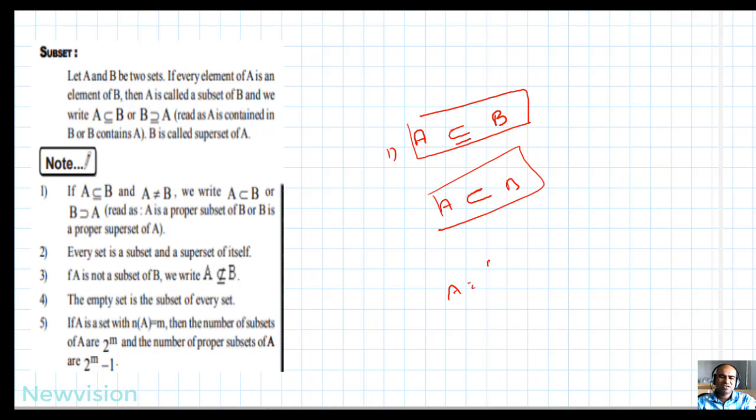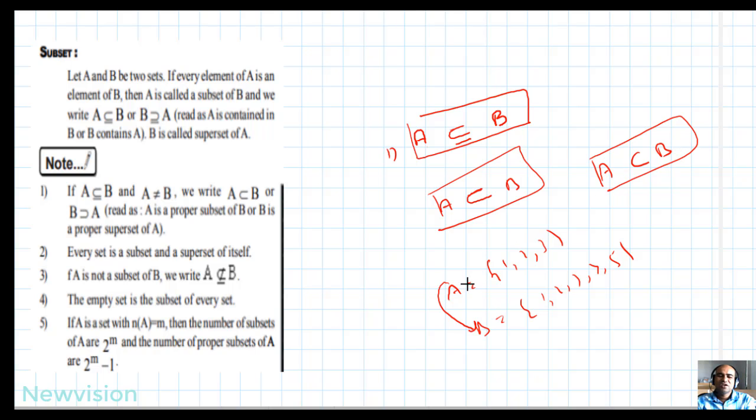For example, A is given as 1, 2, 3. B is given as 1, 2, 3, 4, 5. See, every element of A is in B. 1 is there, 2 is there, 3 is there. So you can say that A is a subset of B. Actually, you need to write proper subset because every element of A is in B and some more elements are there in B which are not in A. Actually, you need to write A is a proper subset of B.